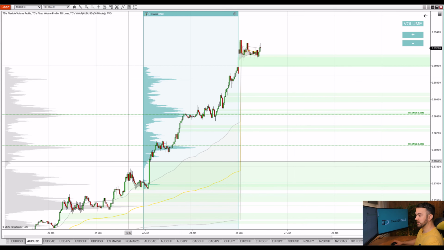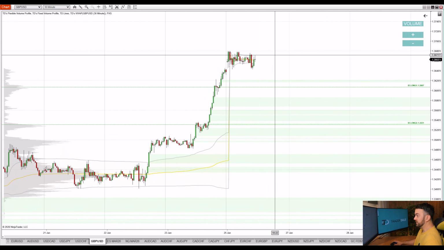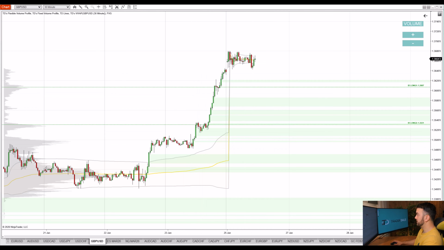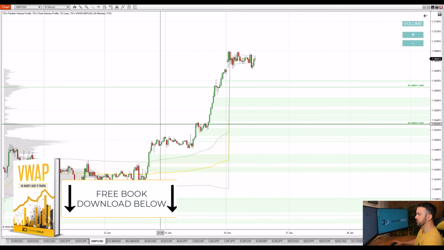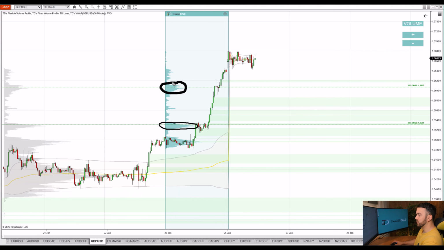Let's now check out the British pound. The British pound is also rather similar. We have a strong uptrend, and within this uptrend, we have a couple of heavy volume zones. We have this one and this one. Those are the heavy volume zones that I want to trade, and the logic is the same as on the Australian dollar or on the euro. Just wait for the pullback to that heavy volume zone.